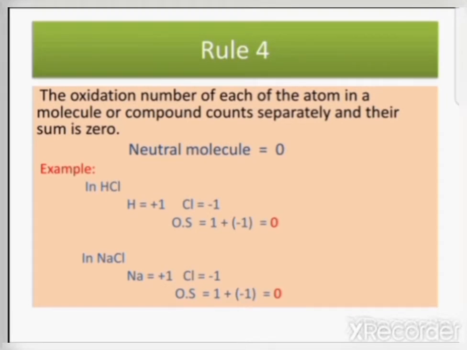For example, in HCl, the oxidation state of hydrogen is +1. Oxidation state of chlorine is -1. The sum of the two oxidation state of elements in a molecule should be equal to 0. Similarly, in case of NaCl, the oxidation state of Na is +1. Oxidation state of chlorine is -1. Since molecule is neutral, therefore the total oxidation state of NaCl should be 0.